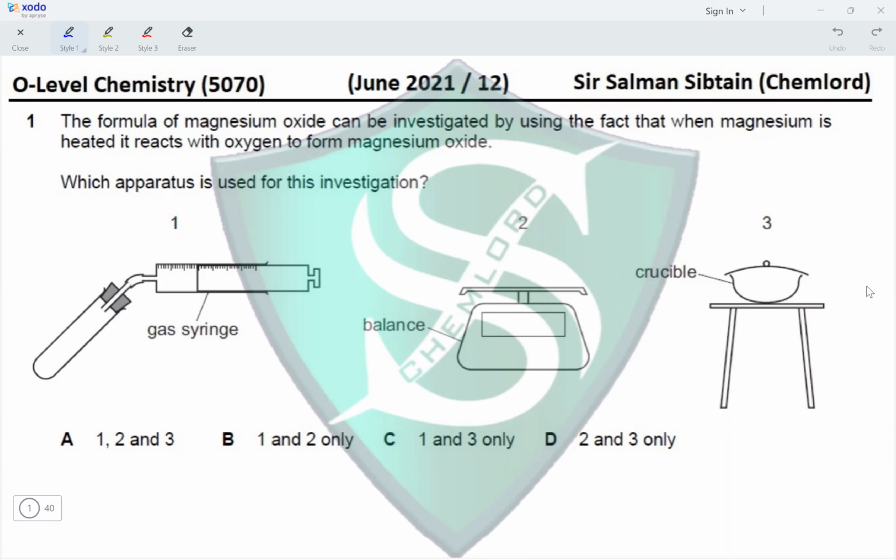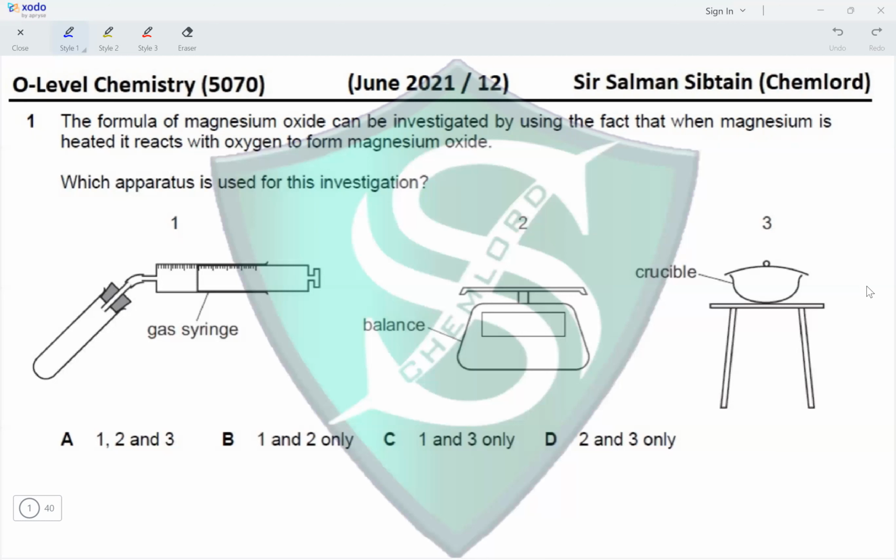Okay, we are heating magnesium. No, we are heating magnesium to obtain magnesium oxide. So it is reacting with oxygen in air. So, which piece of apparatus is used for this investigation?